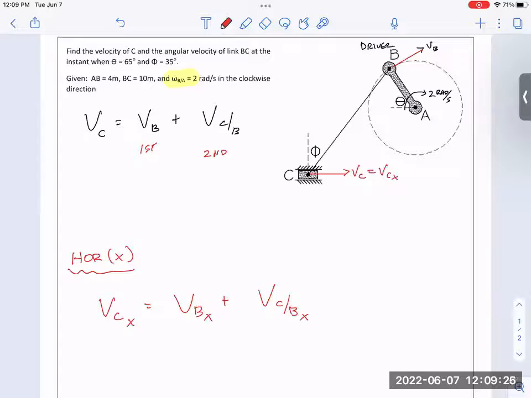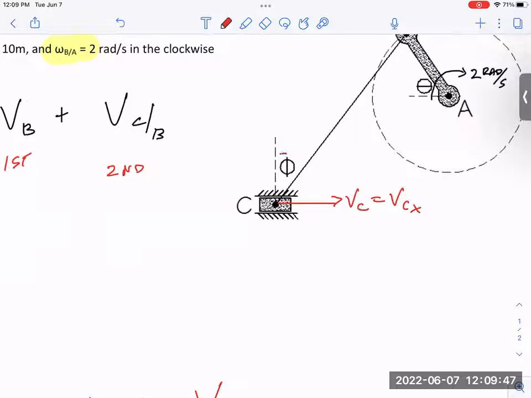I don't know that either. I know the rotational speed of B is 2 radians a second, but I don't know what the velocity of B is. This is not good. I sort of don't know anything. But I do know some angles here. Let's go ahead and throw those in, since we're sort of punting, saying we don't really know.